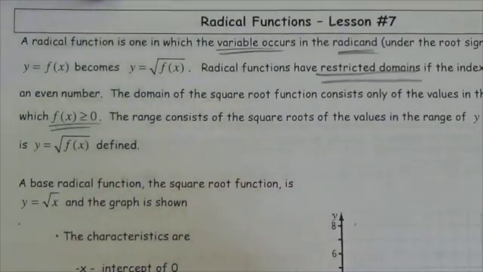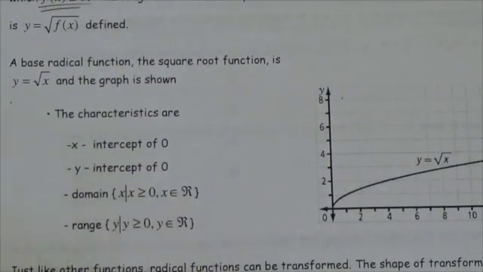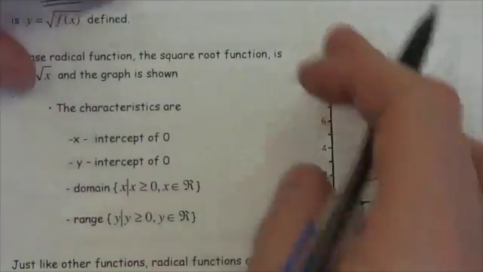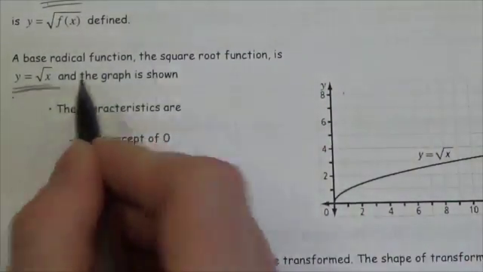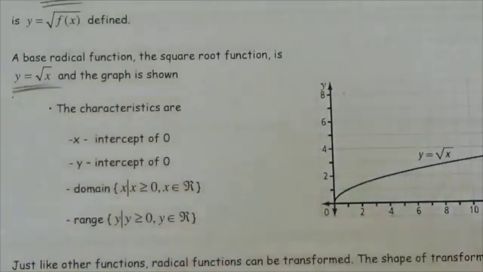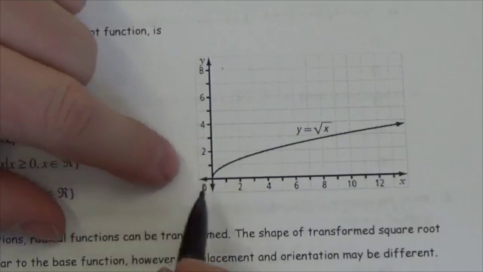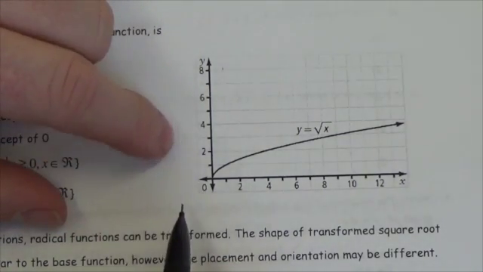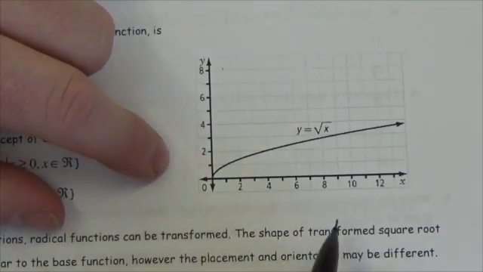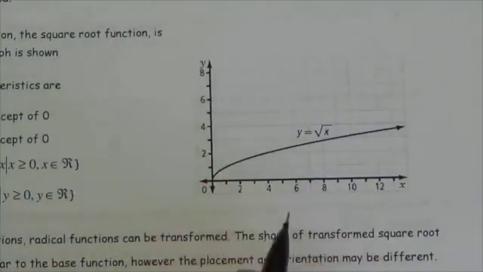Now we're going to take a quick look at a basic square root function, and I want to point out some of the properties that relate back to what we were just talking about. The most basic radical function is y equals the square root of x, and here's our graph. Notice that it doesn't extend into quadrants 2 or 3, and it doesn't drop into quadrant 4. This is only a quadrant 1 function.